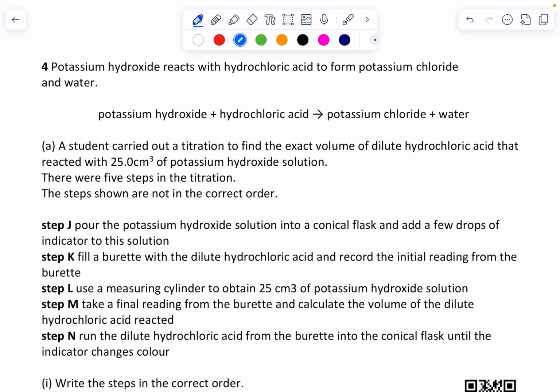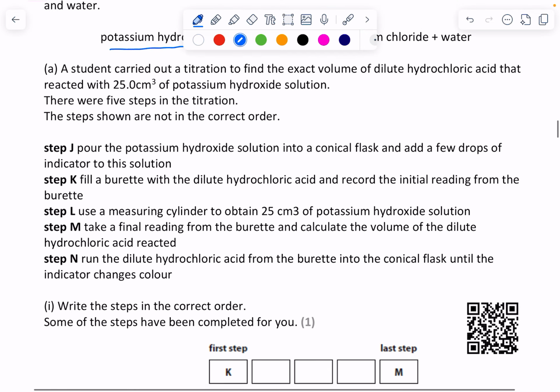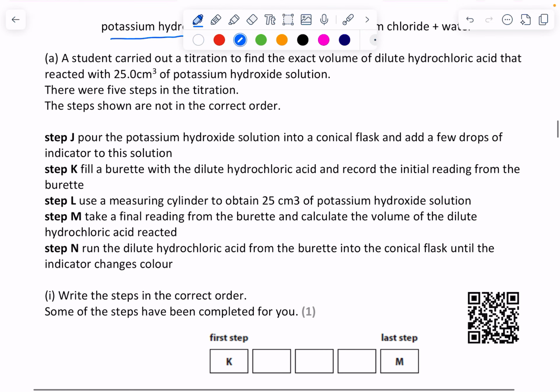So this question is taking you through a titration, which is a neutralization reaction to produce a salt, and we're reacting hydrochloric acid with potassium hydroxide. They're describing here how the student carried out the titration, and then they've outlined the first 5 steps, but these steps are not in the right order. So what they want us to do is to get them into the correct order.